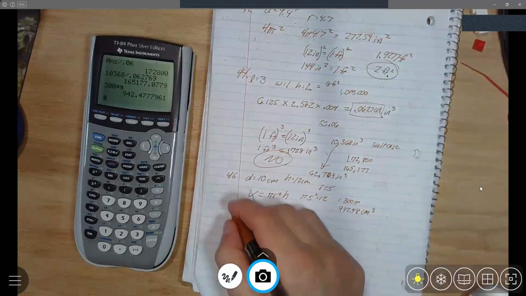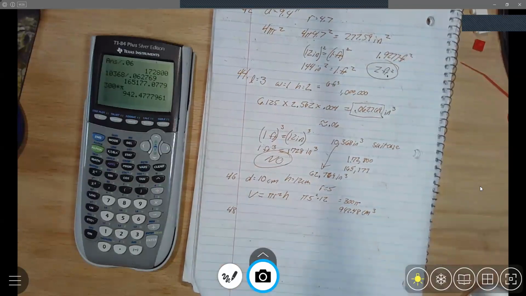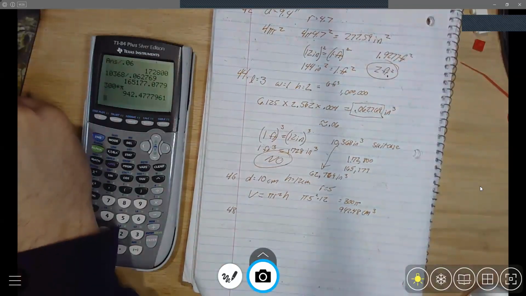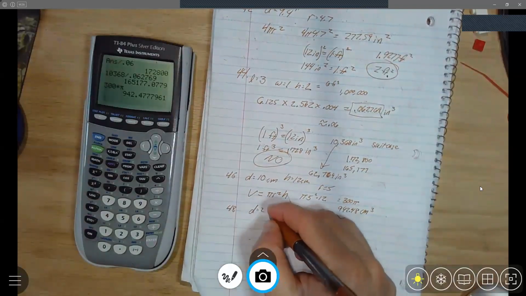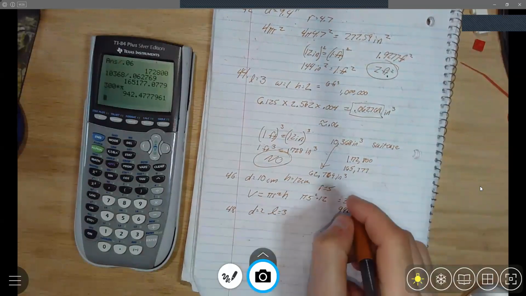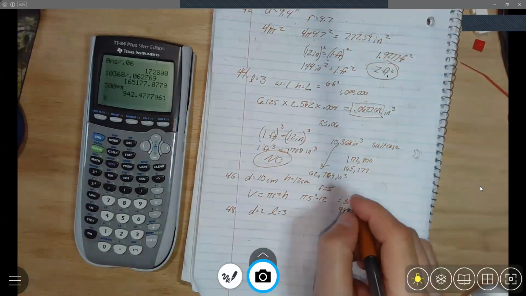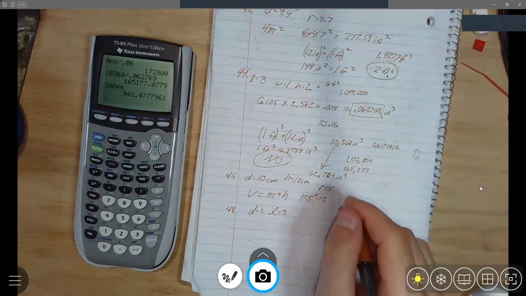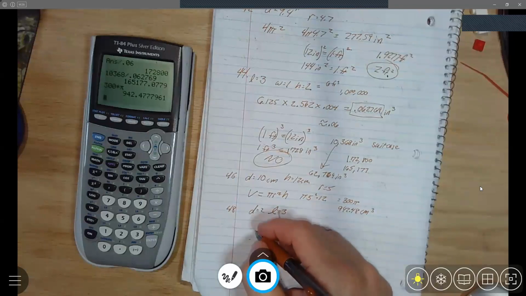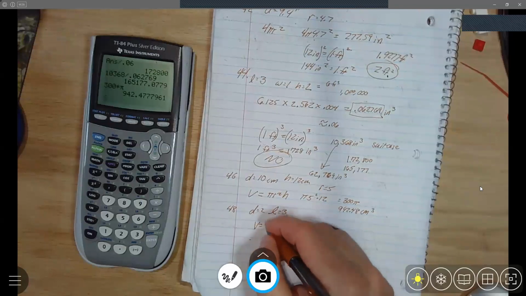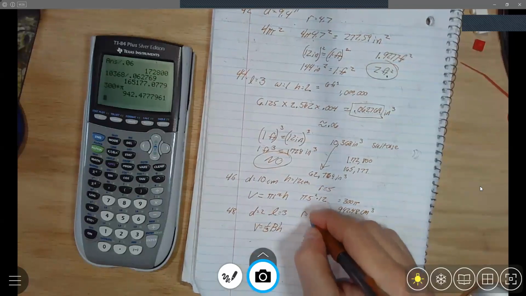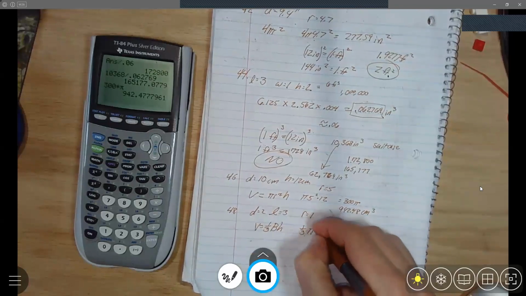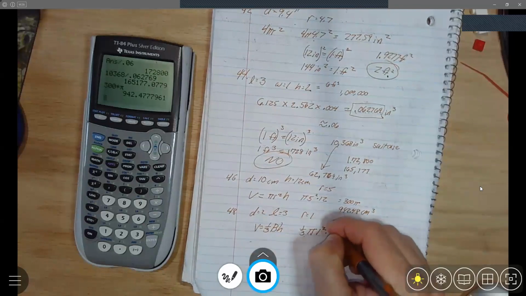All right, 48. An ice cream cone has a diameter of 2, slant height of 3. Find its volume to the nearest tenth of a cubic inch. So volume is 1/3 area of the base times the height. If diameter is 2, radius is 1. So 1/3 pi 1 squared times, oh, we need the height.